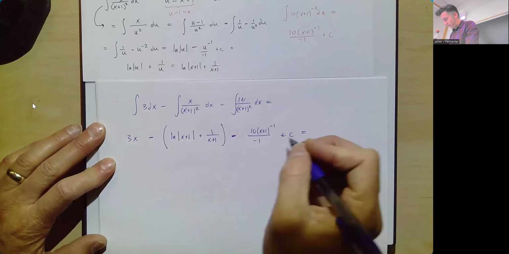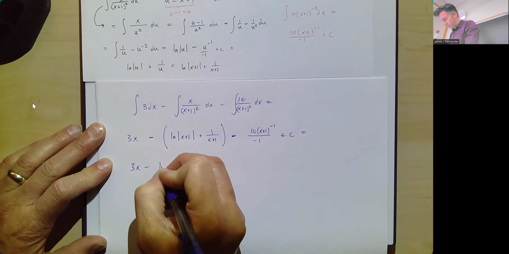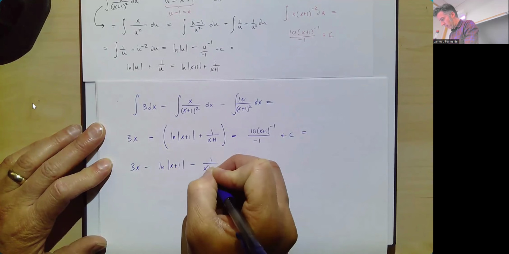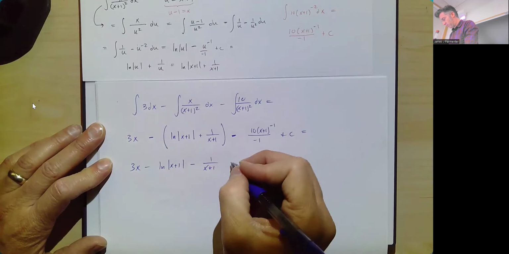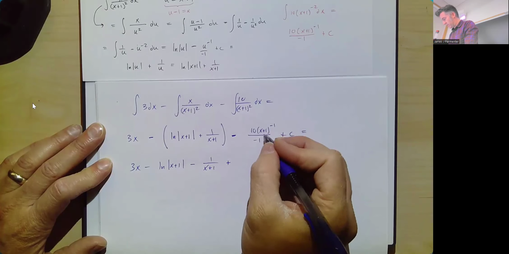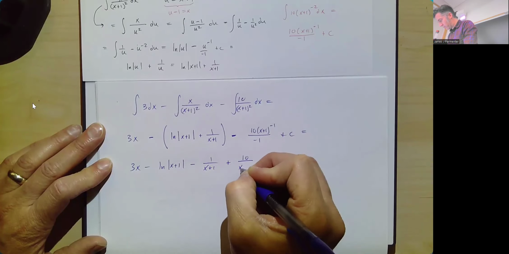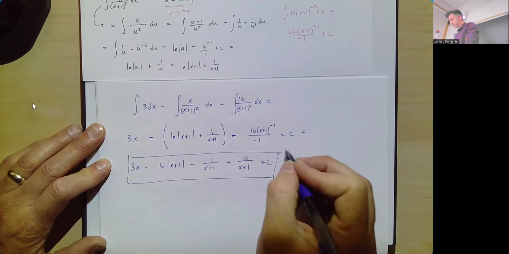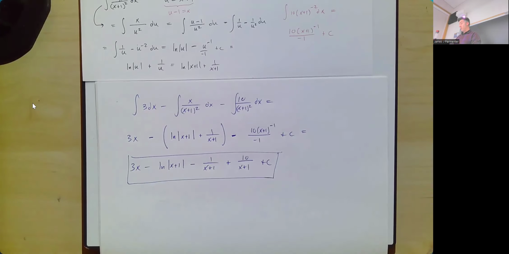I would have to rewrite it as 3x minus the natural log of the absolute value of x plus 1 minus 1 over x plus 1. And then this part here would end up being a minus minus, so plus, and I would write this as 10 over x plus 1. And if you really wanted to, you could combine these last two pieces and say that's really 9 over x plus 1, but we don't need to do that.